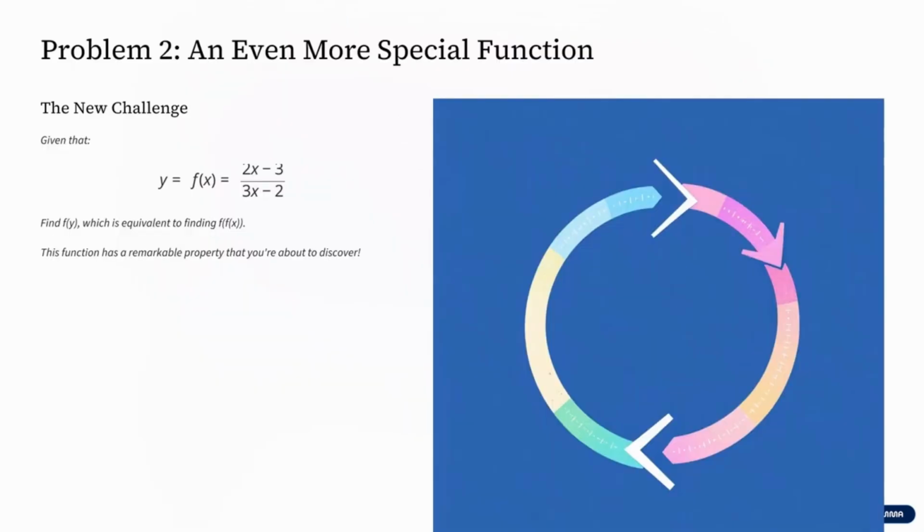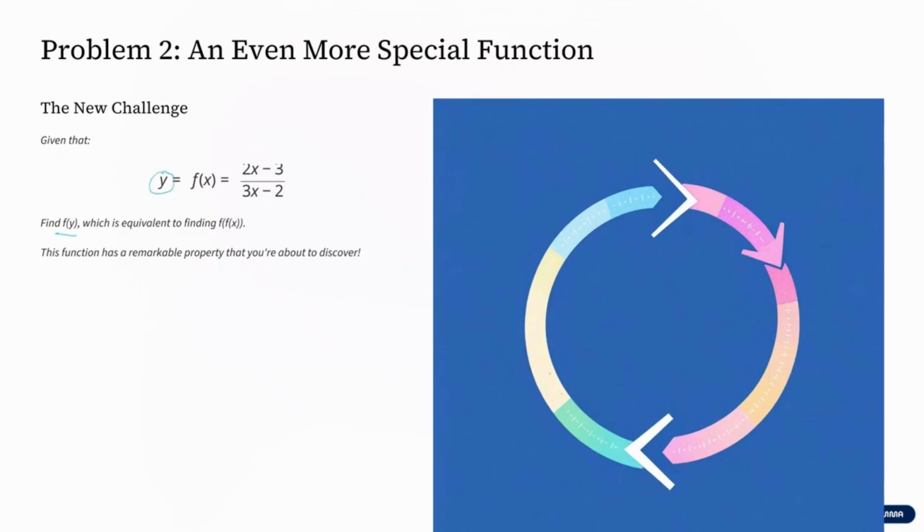So let's see the next problem. The problem here is given as y is equal to f of x, which is equal to (2x minus 3) divided by (3x minus 2). So what we can see here is written as y is equal to f of x is equal to (2x minus 3) divided by (3x minus 2), and we need to find f of y.